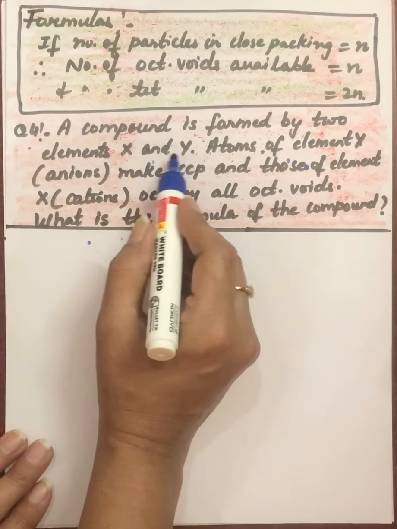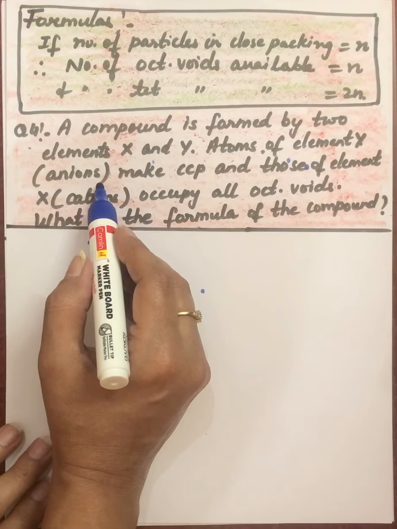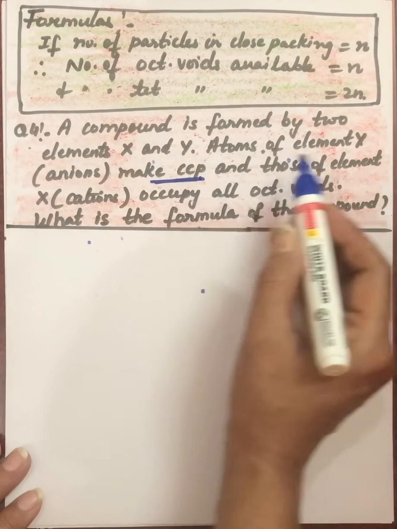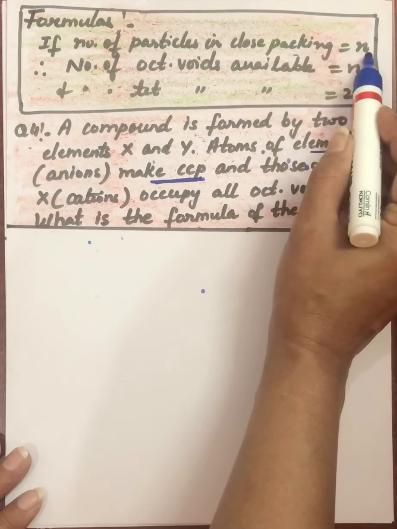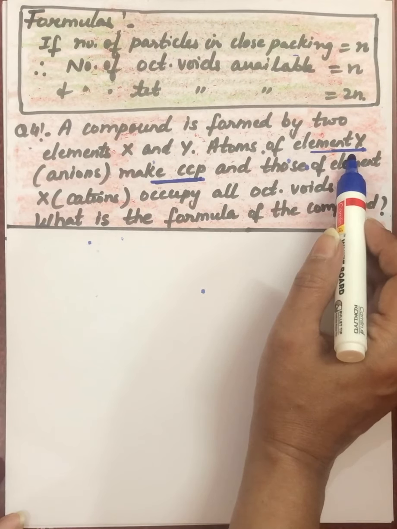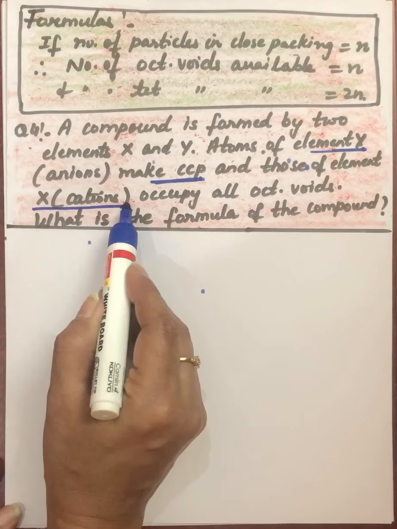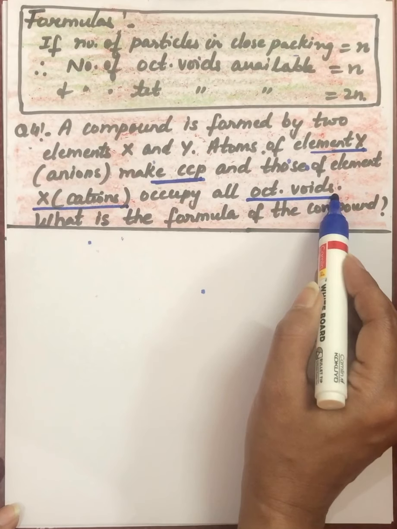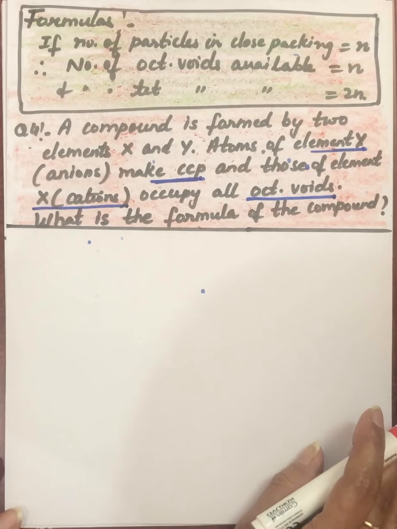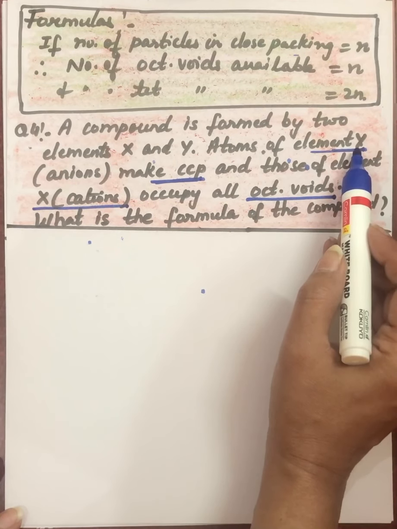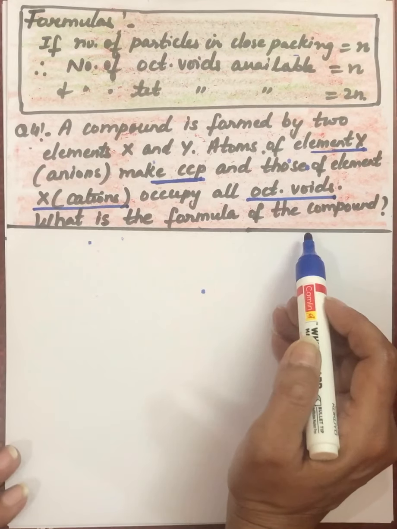There are two elements X and Y. Atoms of element Y, which are present as anions, make a CCP arrangement. So atoms of element Y are in the close-packed arrangement. This close-packed arrangement is occupied by the Y elements, which are present as anions. And those of element X, which are cations, are present in all octahedral voids. What is the formula of the compound? Now here also, by taking the ratio of the number of atoms in the close-packed arrangement and octahedral voids, we will get the formula of the compound.